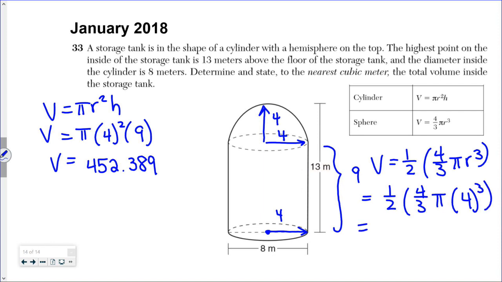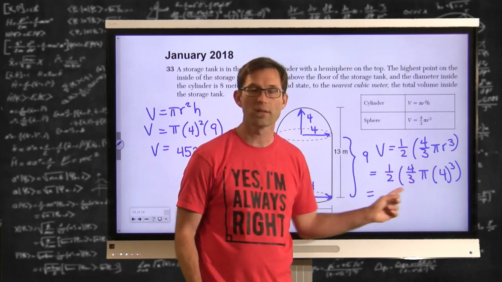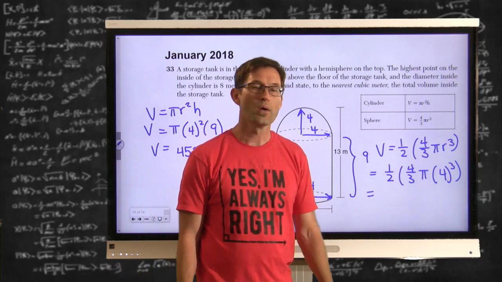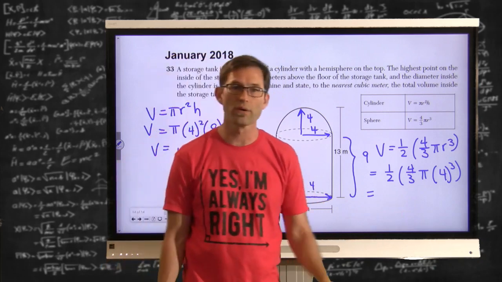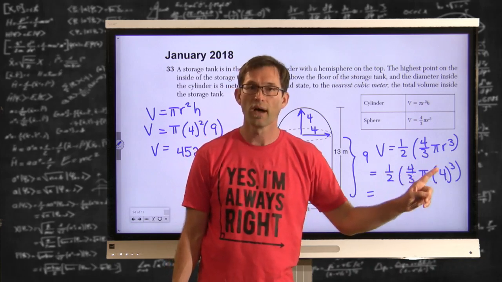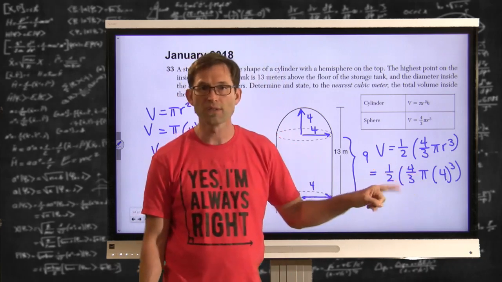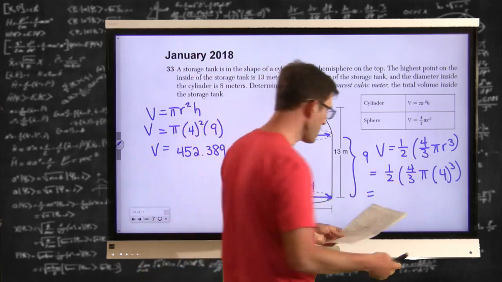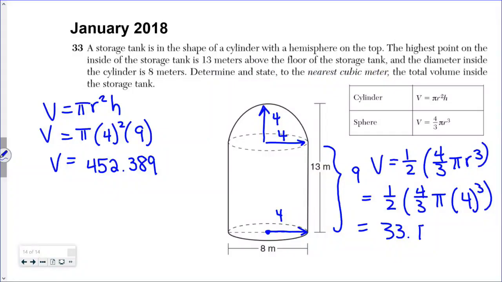I'm kind of brushing it off a little bit. A lot of students can get to this point and just can't get through this, and I don't know what to tell you, because that's just basic calculator stuff. You have to be able to type in the fraction 4/3, then times pi, then times 4 caret 3. Maybe you get a number and then you divide it by 2 or multiply it by 1/2. One way or another, you have to get through that, and you get something like 33.510. That's supposed to be a 5, it just doesn't look like one.